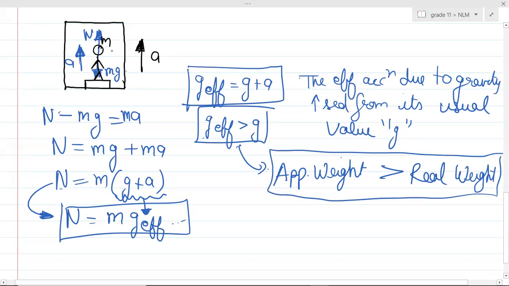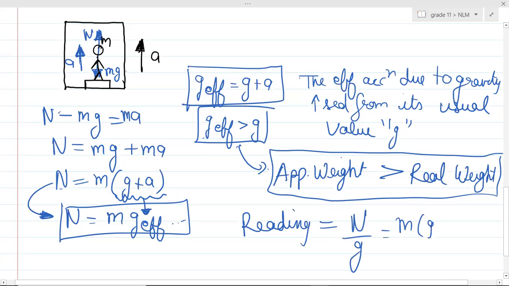So if the man is, let's say, 60 kg, g effective is g, 10 meters per second squared, plus the acceleration of the lift. Whenever the lift is going up, this guy will feel like his weight has increased. Have you ever experienced a force in the downward direction when the lift suddenly starts going up? Why do you feel that much force downwards? Because due to the acceleration, the g effective has increased for you. So the reading in this case will be N divided by g, which will be m into (g plus a) divided by g. Is this clear?